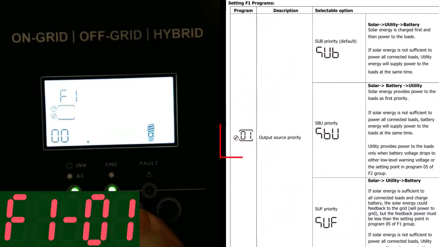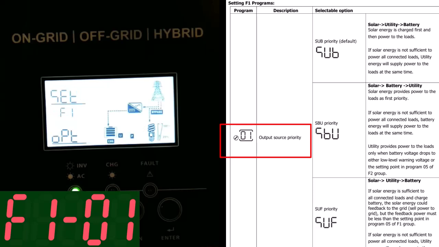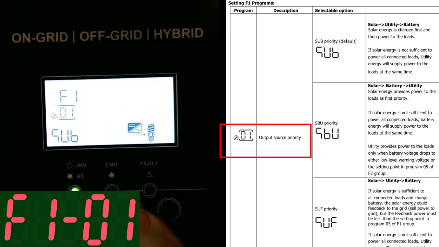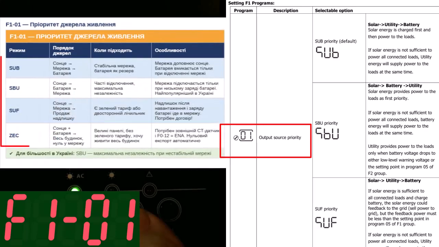F1-01, Power Source Priority. This is the single most important setting in the entire inverter menu. There are 4 modes, and each one represents a fundamentally different operating strategy for your whole system. Let's go through each one in detail, with examples.